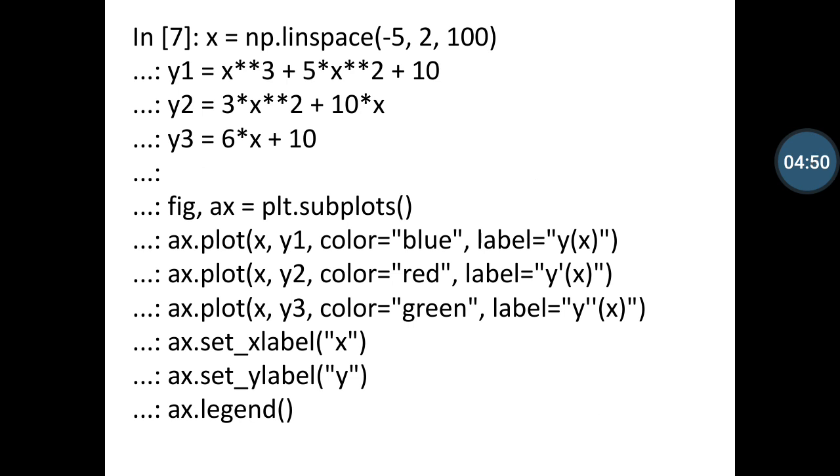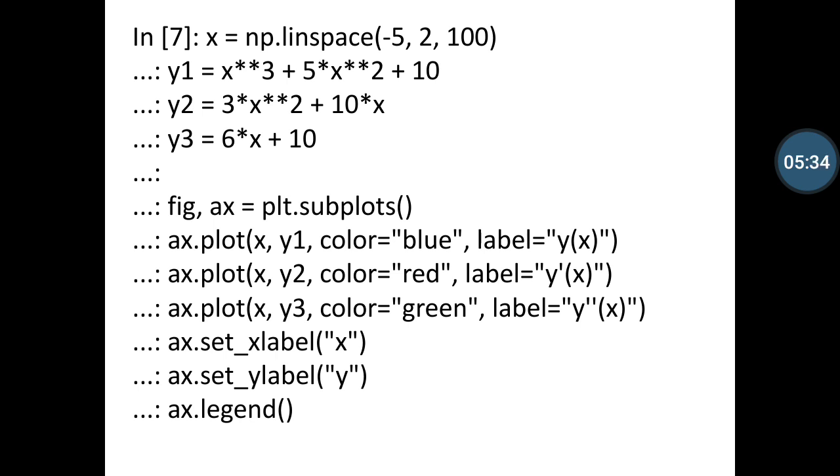First of all, we write the code and create an array using numpy. Here I am defining an x variable and calling the numpy alias name np.linspace, then creating the array from -5 to 2 with 100 points, as per our formula: y1 = x cubed + 5x squared + 10, y2 = 3x squared + 10x, and y3 = 6x + 10.